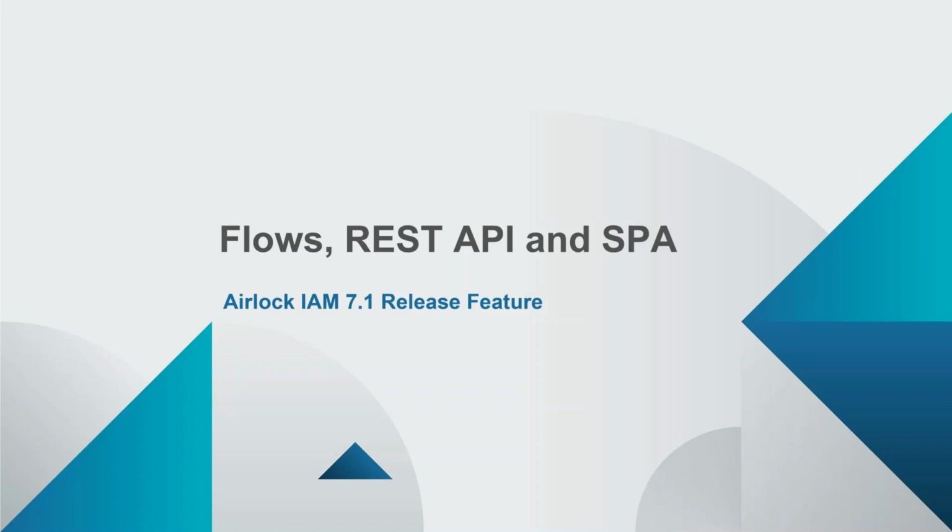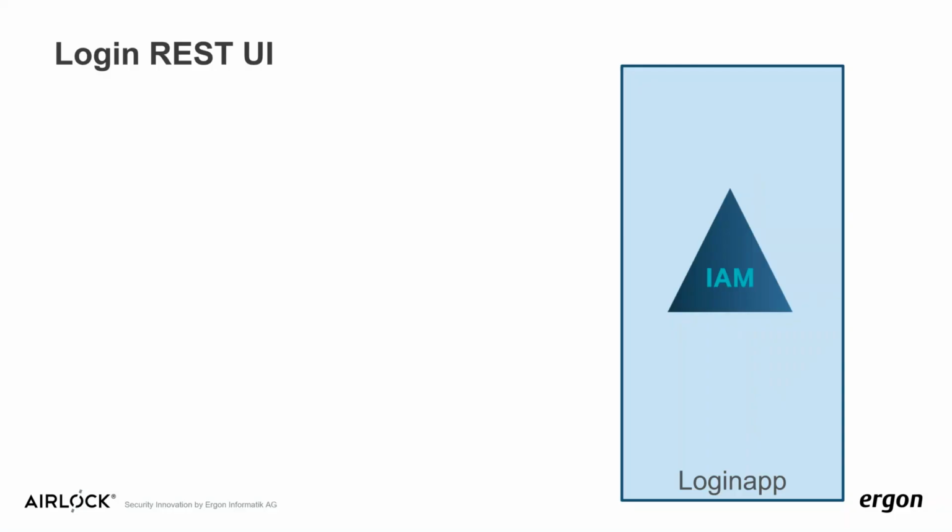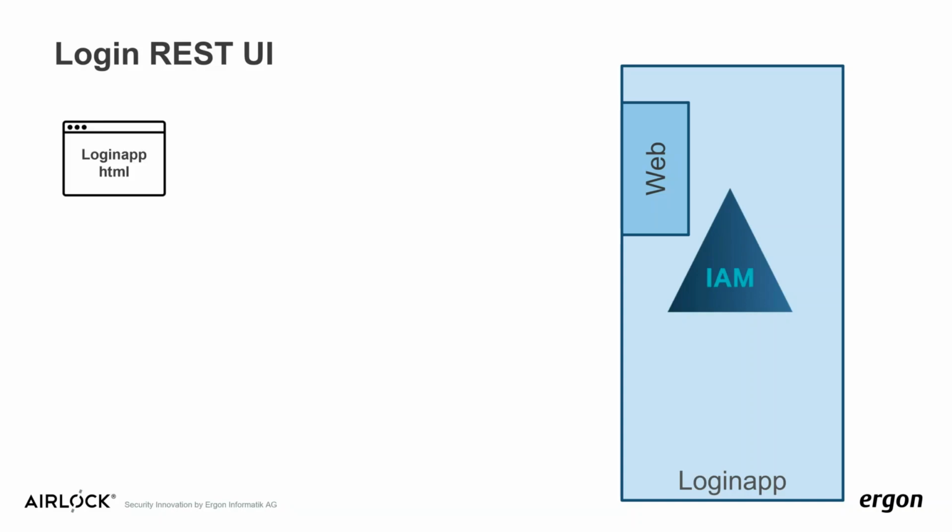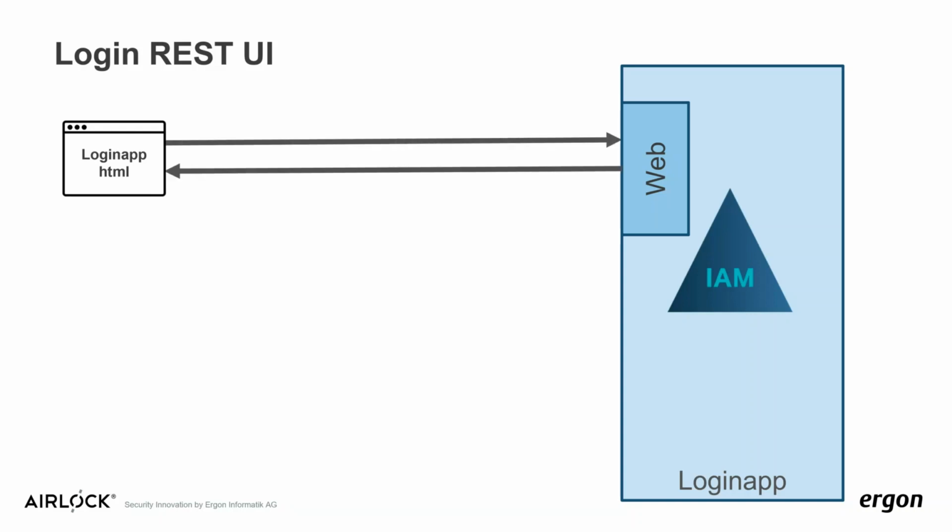within the flows, the REST API and the single page application. As you might know, we started up with a simple web application. So when you called the Airlock IAM login app, there was an HTML page delivered. So you call /auth/login. The HTML page was delivered, and the user was then working there on this page with the HTML, which was delivered by our web application.